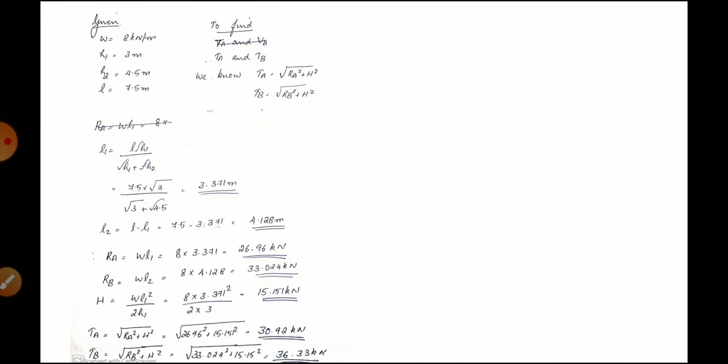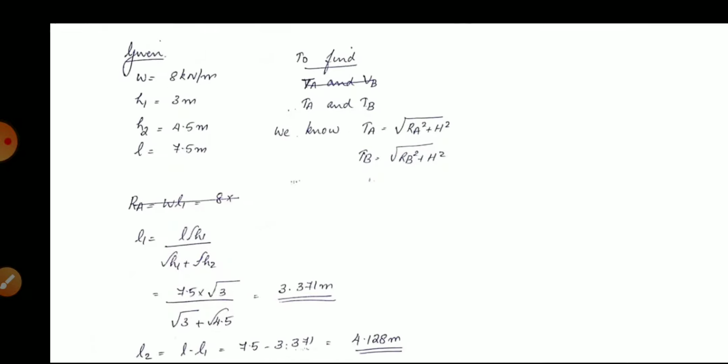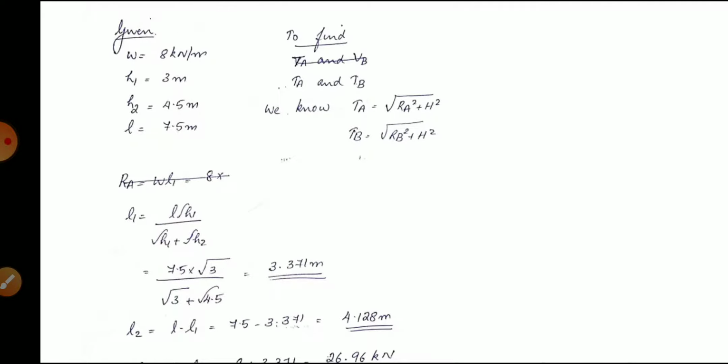Okay, so let's do. Given load is given as 8 kilonewton per meter, H1 3 meter, H2 4.5 meter, length is 7.5 meter, and you are asked to find out TA and TB. We know TA and TB is equal to root of V square plus H square, where the value V required here is RA and RB, or TA is equal to root of RA square plus H square, TB equal to root of RB square plus H square.